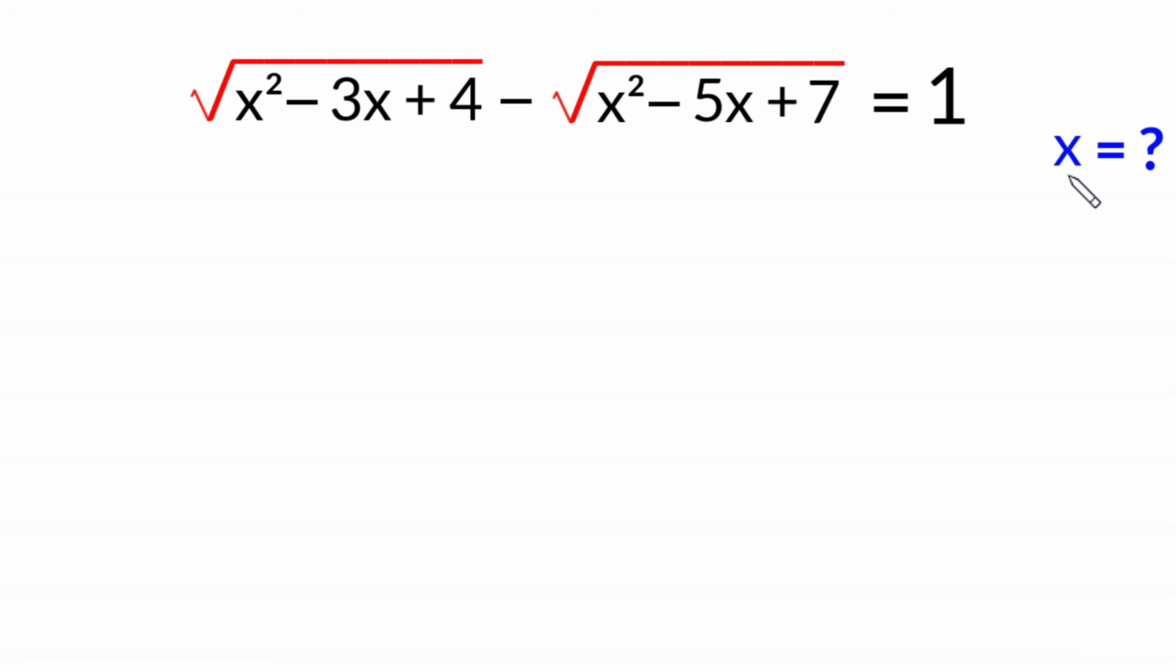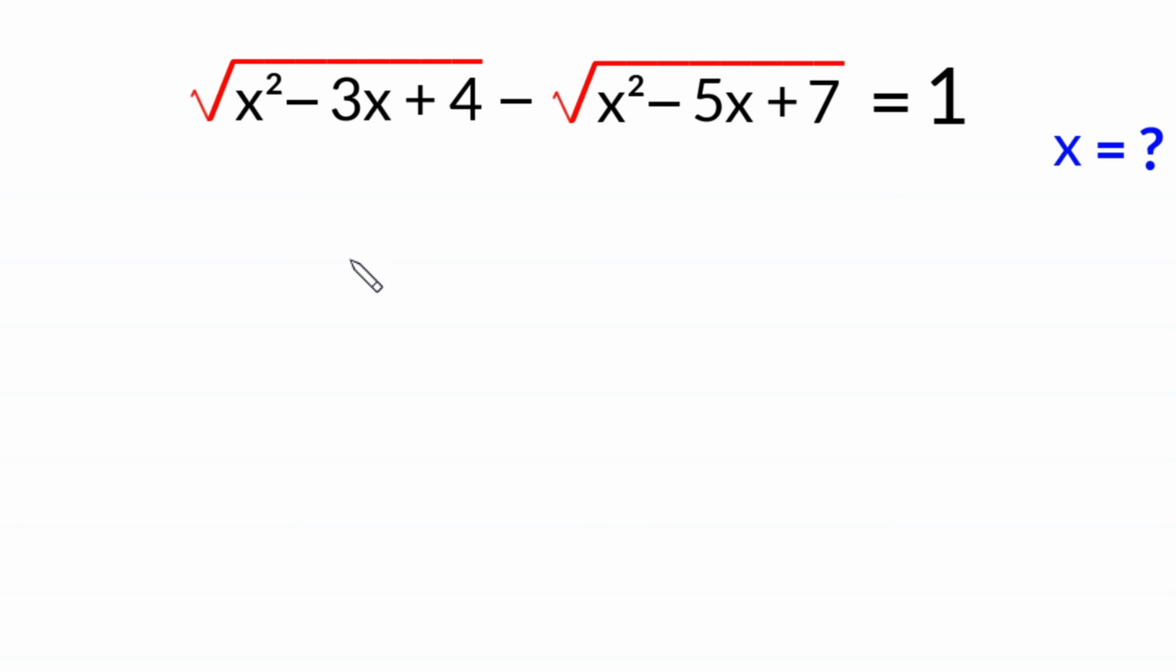So let's start. If we square both sides, then we get a complicated quadratic equation, and solving that quadratic equation is too difficult. So to make the solution much simpler, we use another trick.